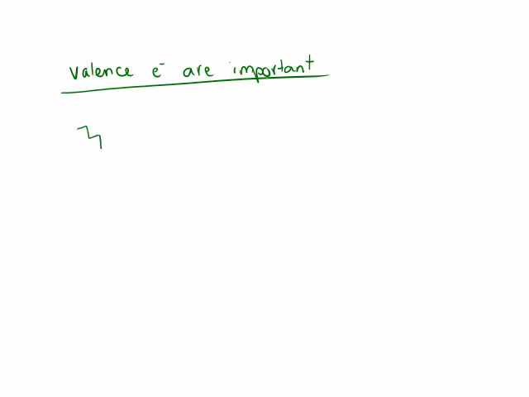So in Unit 2 and also again in Unit 3, you learned about valence electrons. Sorry, I'm not a very good artist. Oh, I didn't know that was going to happen. Sorry, y'all.